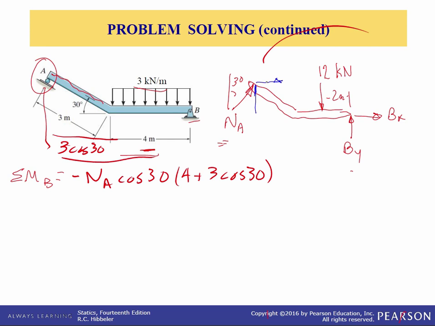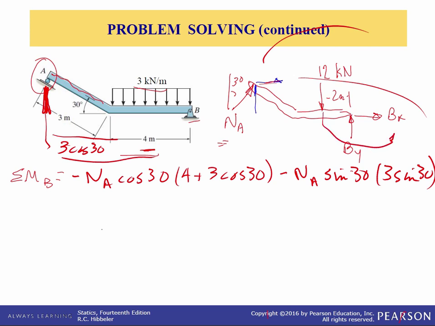Now let's look at the horizontal component of N sub A. It also wants to rotate clockwise, so it's negative, and it is this distance away from that axis. That looks like 3 sine 30. So it's minus N sub A times sine of 30 times 3 sine of 30. And lastly, we have the distributed load. The moment due to that, it is 2 meters away from B, and it tends to go counterclockwise, so that's positive, so it's plus 12 times 2. And all that has to equal 0. From that, you can solve for N sub A. You get 3.71 kilonewtons.